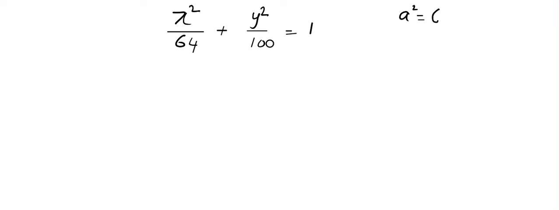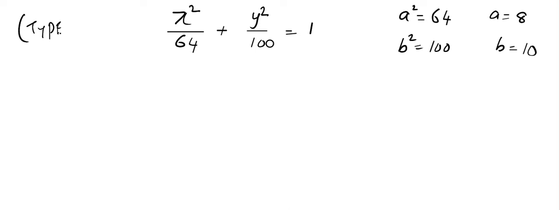Let's start. The equation goes like x square by 64 plus y square by 100 is equal to 1. Clearly, we found that a square is equal to 64 and a is equal to 8. b square is equal to 100, so b is equal to 10. So we know b is bigger than a. So we identified the type. It is type 2 according to my classification.